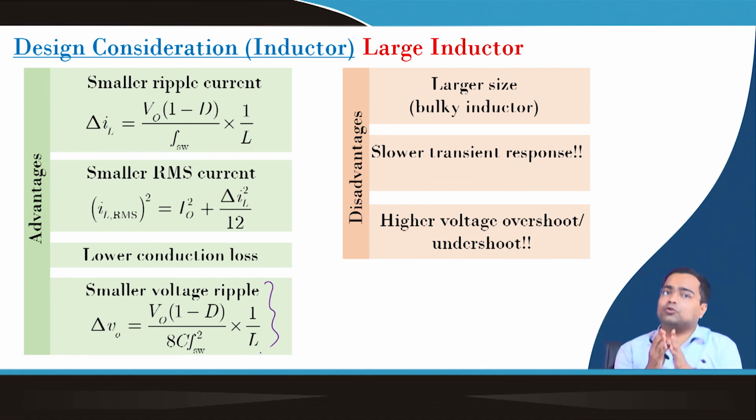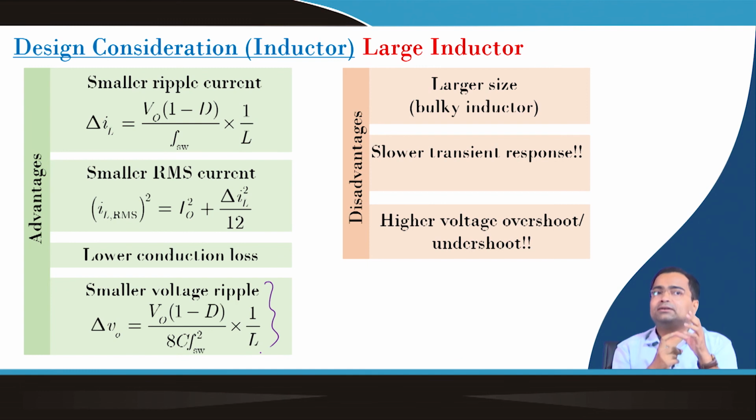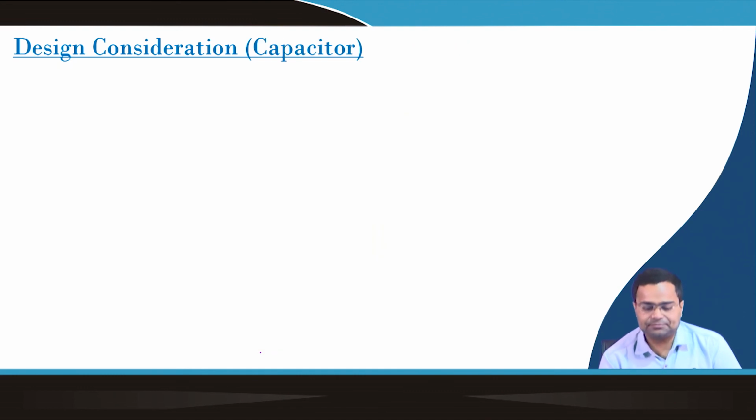Even with a closed loop control, the relative undershoot for a larger and smaller inductor, that relative reduction using a smaller inductor, that concept remains the same even under closed loop condition. That means, using closed loop you can reduce the output voltage undershoot by using a smaller inductor. So, the inductor should be carefully selected.